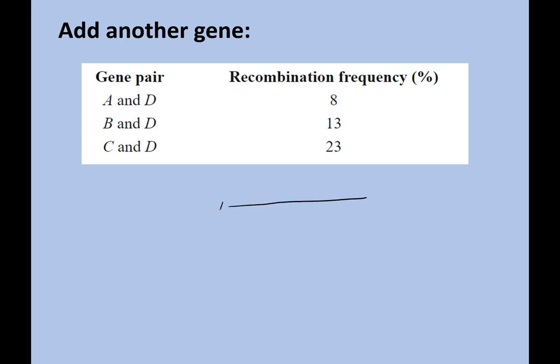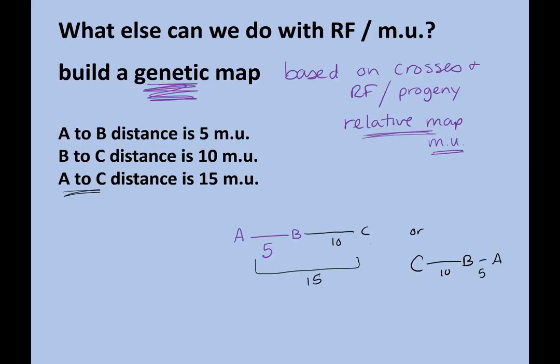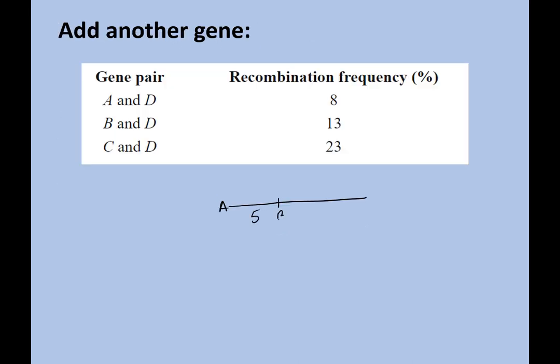We're going to add another gene pair. A, 5, B, let me write the numbers up here. And C. Alright. So now I've got some more information. From A to D is 8. From B to D is 13. And from C to D is 23. So C to D is the biggest distance. So you could have D all the way out here, but then D would be 33 from B and 38 from A. And that's not going to work with these numbers.